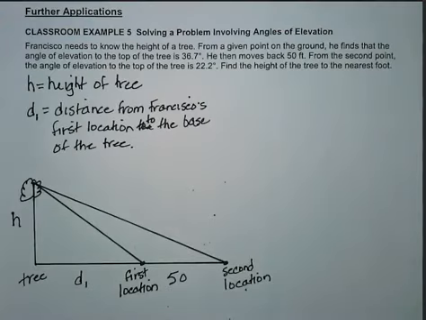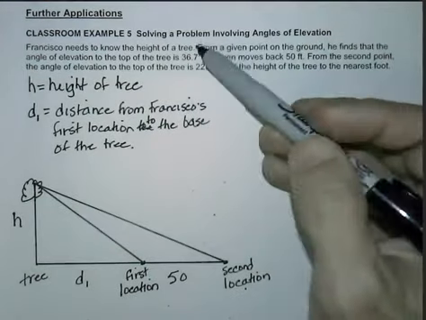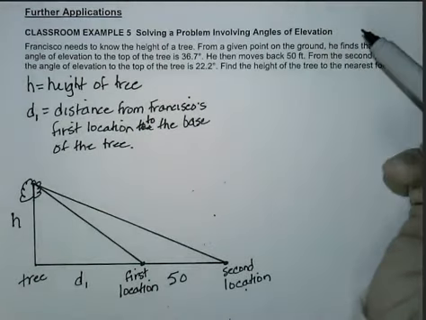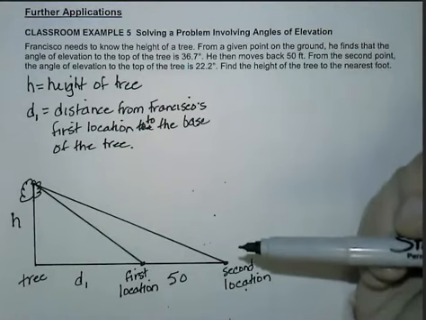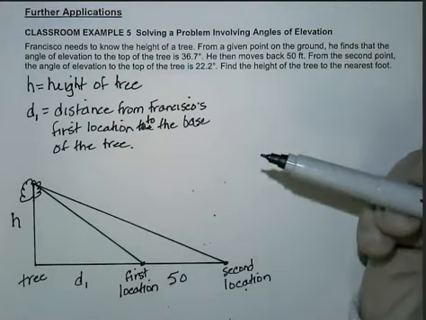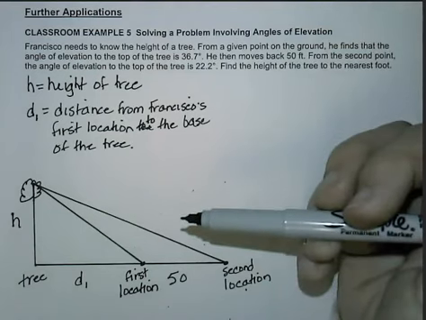One last problem. This is kind of a tough one, so we have to set it up really carefully. Francisco's trying to find the height of a tree. He stands at one point on the ground and he finds out that the angle of elevation to the top of the tree from there is 36.7 degrees.